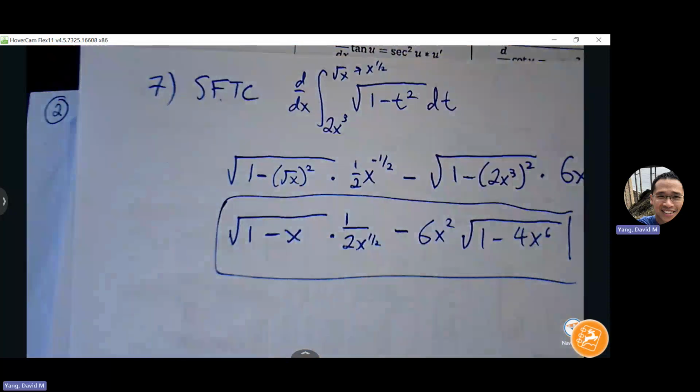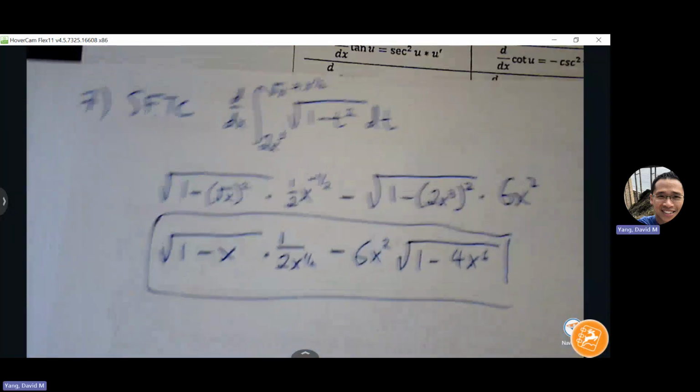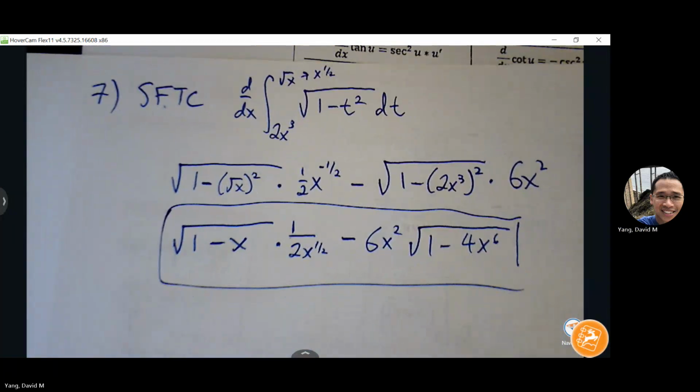Oh, we don't have to. Yeah, you don't have to clean up. As long as you have all the pieces there, I'll accept it. The AP exam also will accept an unsimplified answer. The only time you have to simplify it is if it's multiple choice and you're trying to match your answer with the multiple choice option.